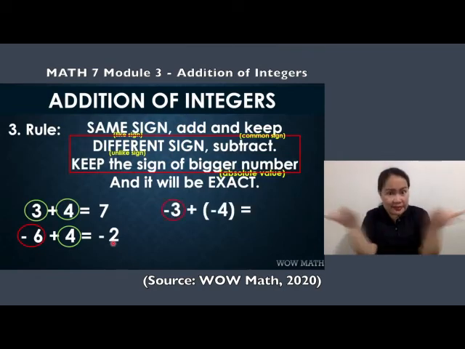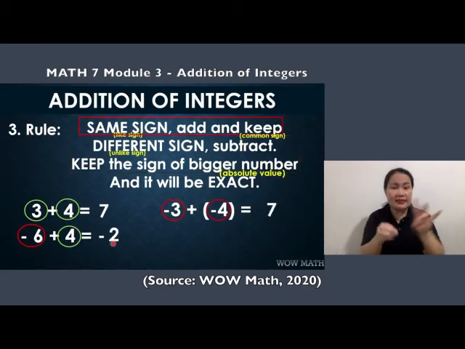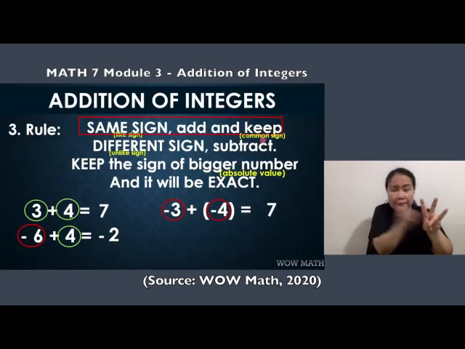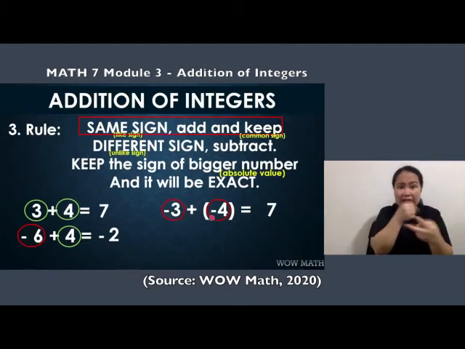Next, negative 3 plus negative 4. So, ito ay parehong negative. So, same sign ito. So, anong gagawin kapag same sign? Add. So, 3 and 4, that is 7. And then, keep the common sign. Ano yung sign nila pareho? Pareho silang negative. So, negative 7.